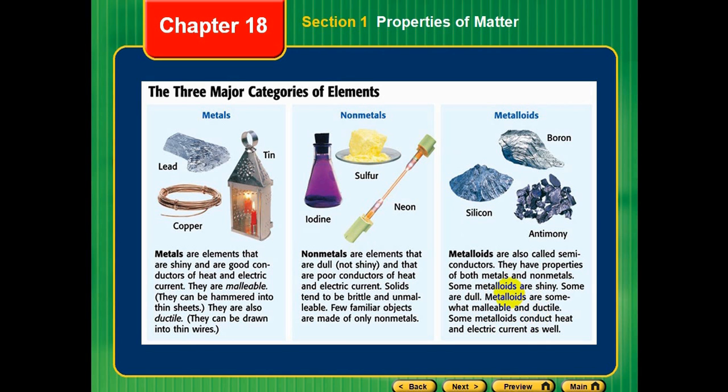So if we compare metals, non-metals and metalloids, metals are the best conductors for heat and electricity. They are very malleable, they are shiny. Non-metals are totally the opposite, and metalloids are between metals and non-metals. Not very good conductors like metals and not very bad like non-metals. So let's move to the next slide.